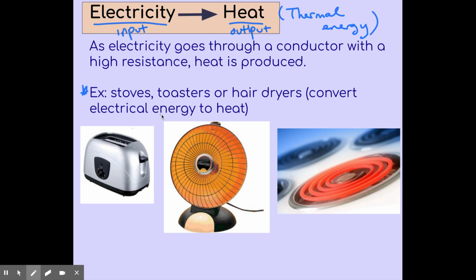How they do this is they push the electricity through a conductor, but that conductor has high resistance, so it doesn't allow it to flow through easily, and therefore heat is produced.